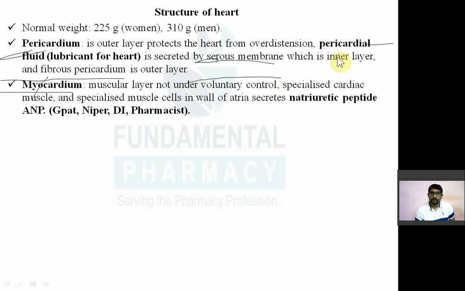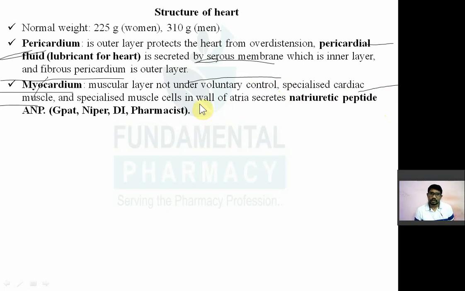Now this myocardium is made up of specialized cardiac muscle cells, known as myocytes. It is a muscular layer, and it is very thick in the case of the left ventricle. In the left ventricle this muscular layer is greater, because the left ventricle has to supply blood throughout the body. We'll see what kind of cardiac muscle is there in the upcoming slide.